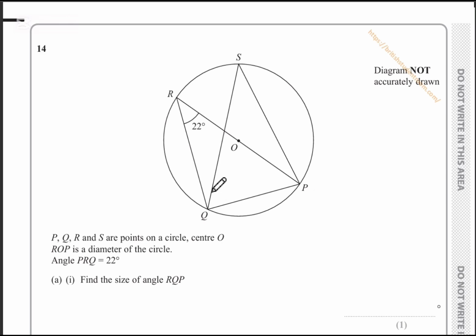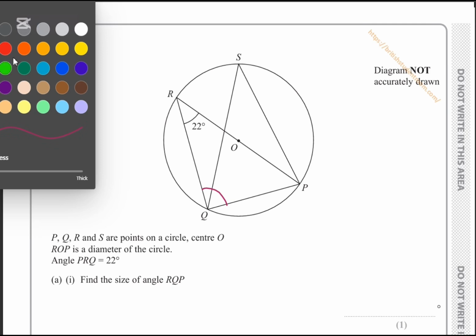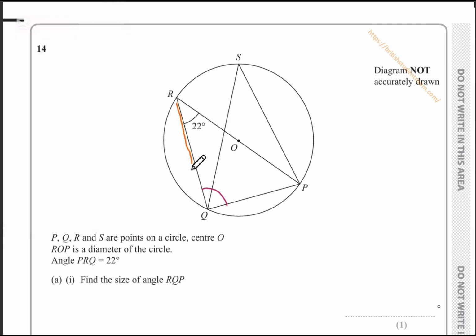RQP. That is this angle. Now, if I take another color pen and consider this triangle, the one I'm drawing, this is a triangle in a semicircle, because it is in only one half of the circle and it touches the circumference at Q here. Whenever that happens, this angle RQP is always 90, right?